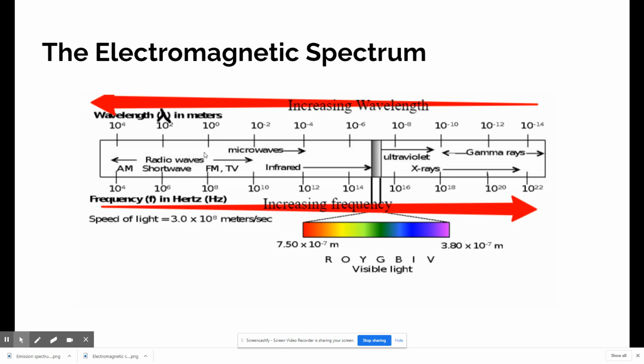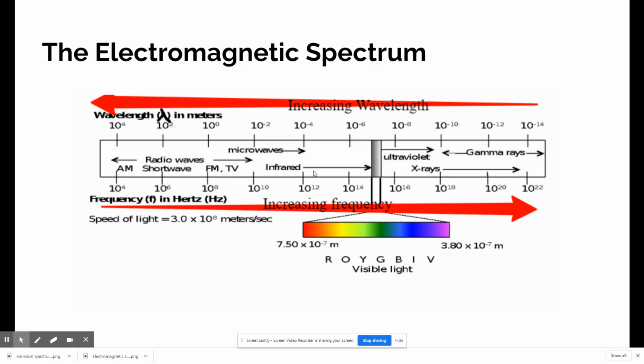And that includes all of your AM, FM, shortwave radio, as well as the frequency that your TV usually operates on. Then from about 10 to the minus 2 meters to 10 to the minus 4 is your microwaves, like the microwave you probably have in your house to heat your food with. And from 10 to the minus 4 to right about 10 to the minus 7 is the infrared radiation.